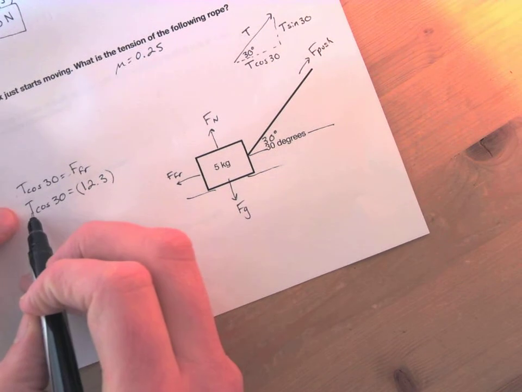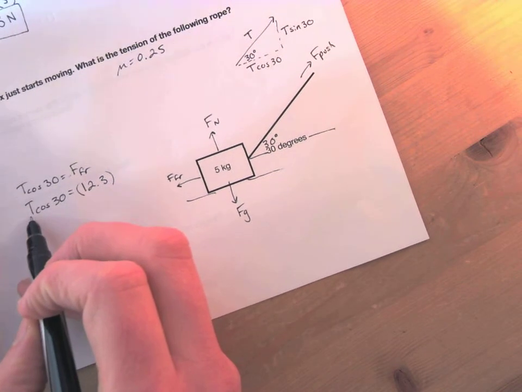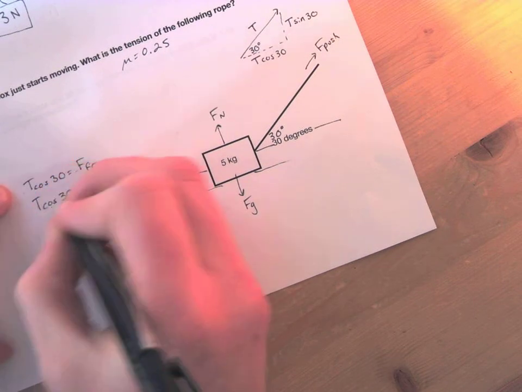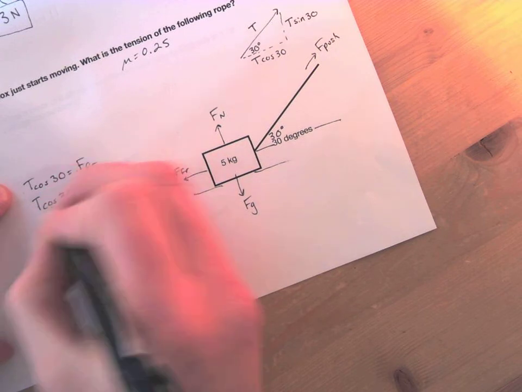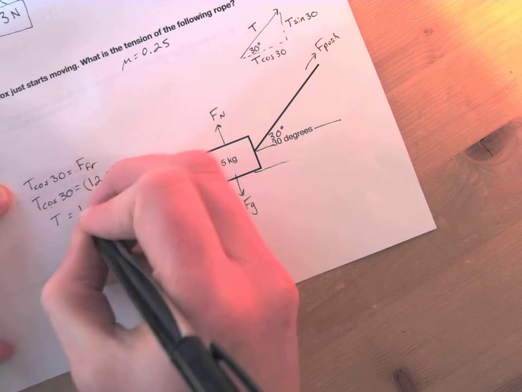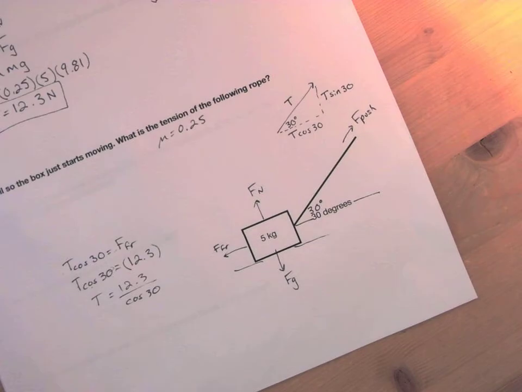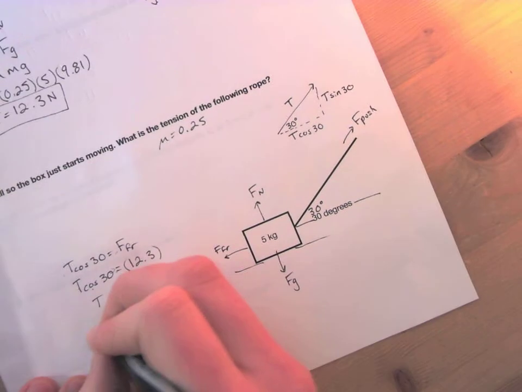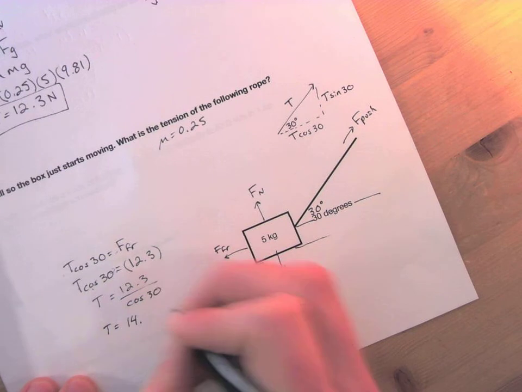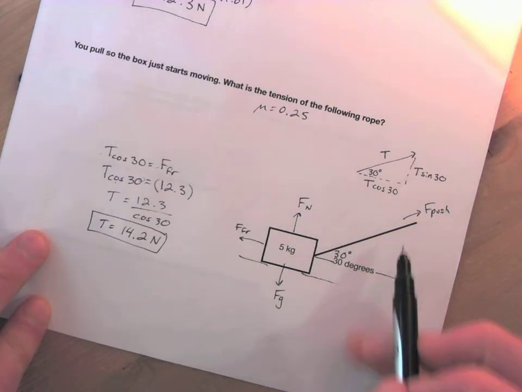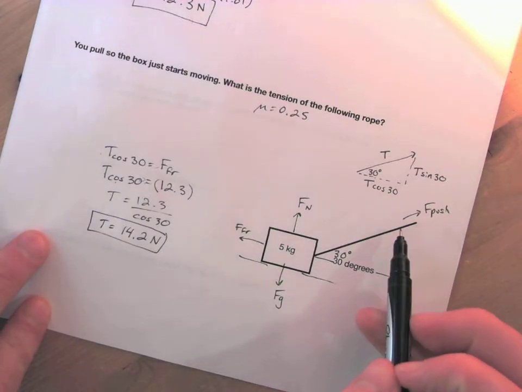Okay, so now I have this equation. I've got to solve for the only unknown, which is our tension. So what do we have to do? We have to get T by itself. That means T is being multiplied by cos 30, so let's do the opposite. Let's divide by cos 30. So it's going to be T equals 12.3 divided by cos 30, and we should get a tension of 14.2 newtons.